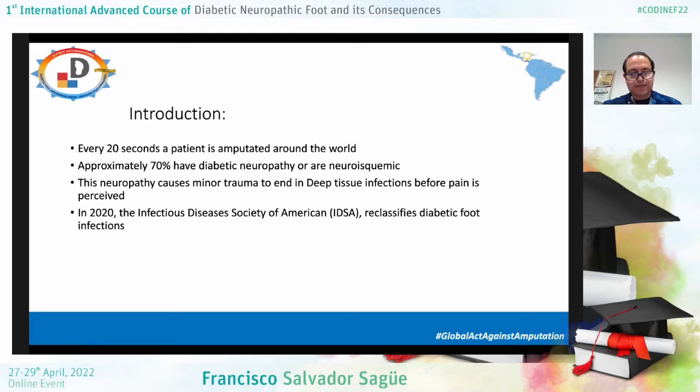According to recent studies worldwide, a person dies due to diabetes-related complications every 20 seconds. Approximately 70% have a diabetic foot that is neuropathic or neuroischemic. This neuropathy causes minor trauma and deep tissue infection before pain is perceived.